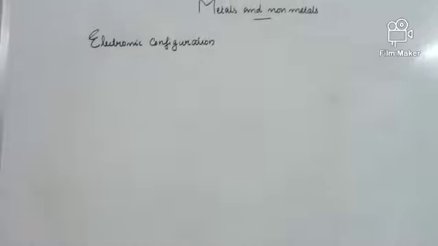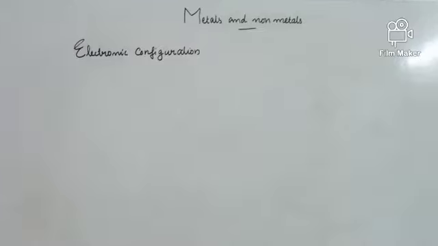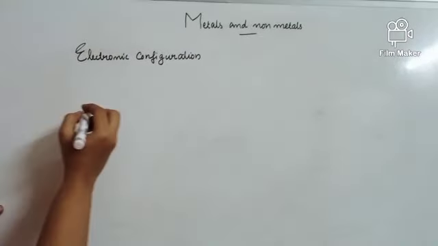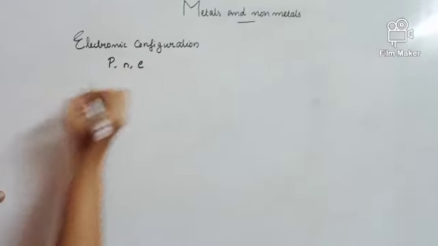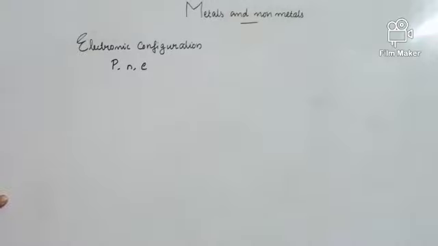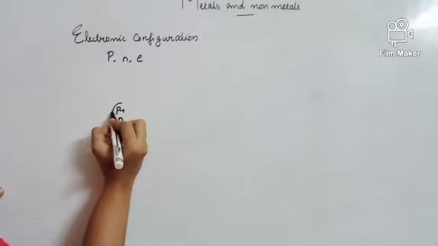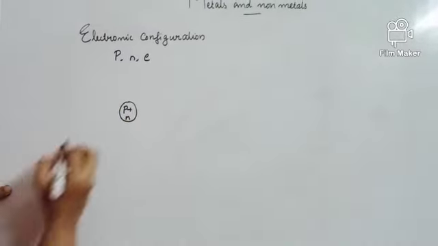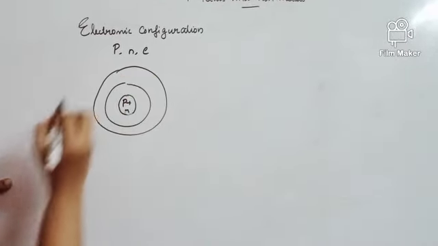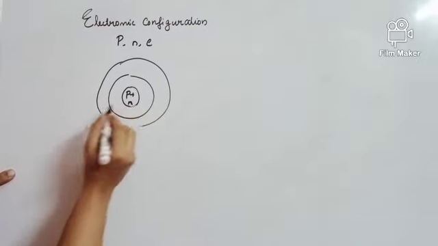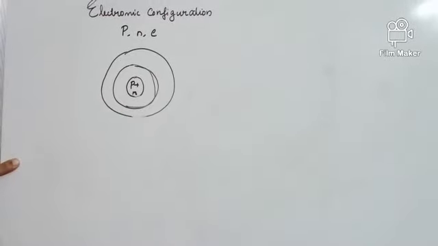Before going to the topic, I want you to recall something we learned in class 9, that is electronic configuration. You know that atoms are made up of protons, neutrons and electrons. These are the subatomic particles by which atoms are made. Protons and neutrons are present in the nucleus of the atom. Electrons revolve around this nucleus in fixed circular paths.